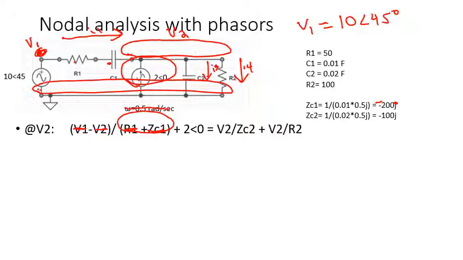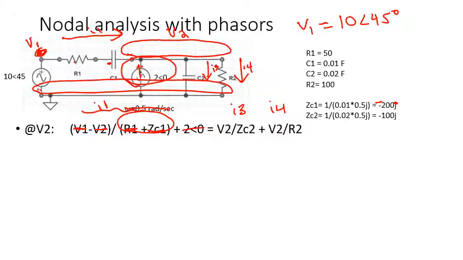Anything else going into node V2? Well, I have this current source here. That's just equal to whatever that current source says. In my case, that's 2 phase angle of 0. So that's all that I have going into node V2. Now what's leaving is my I3 and my I4. This whole term here is my I1. I3 can be written as V2 minus 0, or just V2, over the impedance of capacitor 2. I4 can be written as V2 minus 0 over R2.